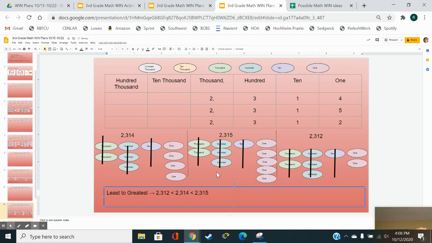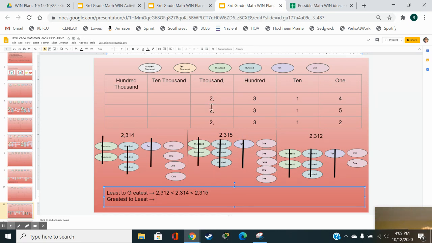2,315. But like I said earlier, we're going to write it both ways. So now I'm going to write it from greatest to least. Oops, I got that backwards. There we go. So again, I'm going to look at my numbers starting with my place value.